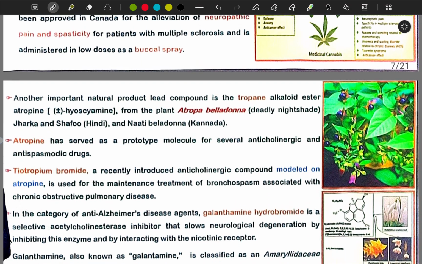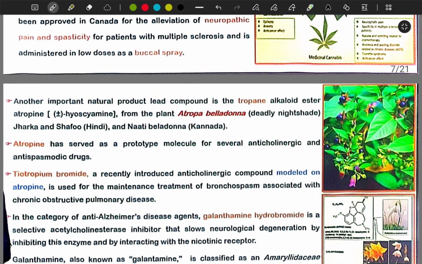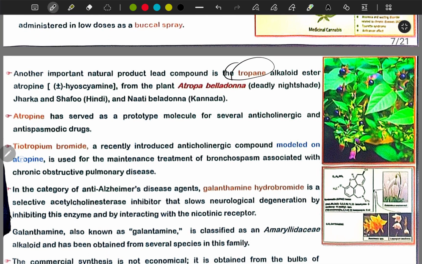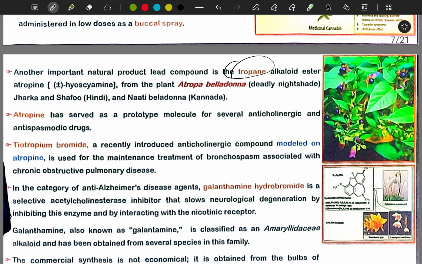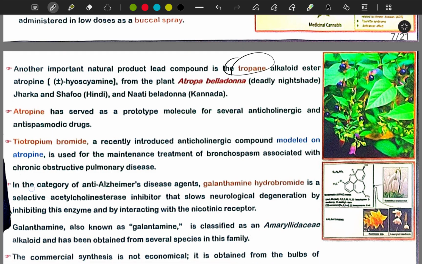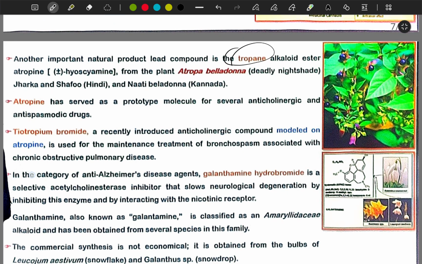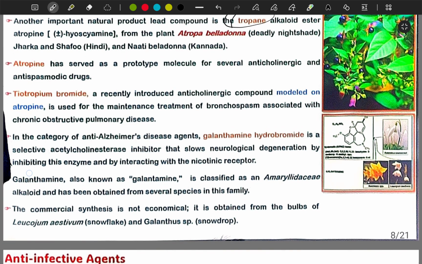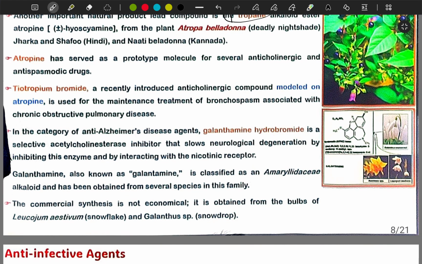Another important natural product-led compound is the tropane alkaloid ester atropine, plus-minus hyoscyamine, from Atropa belladonna, deadly nightshade, jarka and shafu in Hindi, and nati belladonna in Canada. Atropine has served as a prototype molecule for several anticholinergic and antispasmodic drugs.